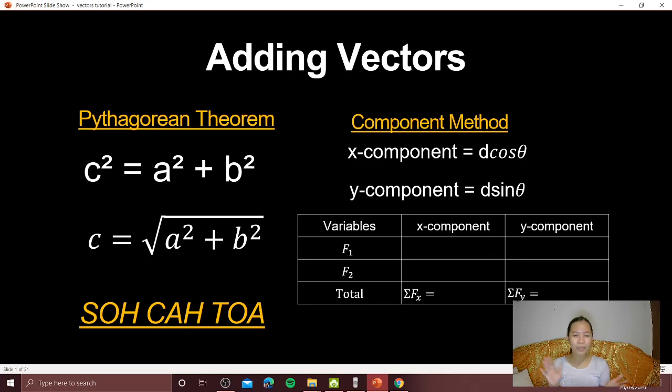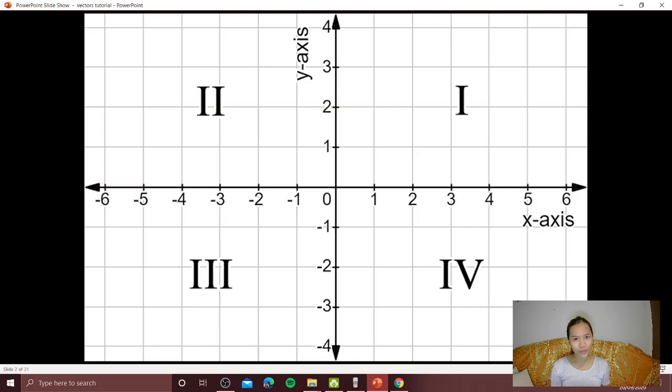That's for our equations. Now, let us have here our Cartesian plane. I know most of you are very familiar with what a Cartesian plane is. In the Cartesian plane, we have the x and the y components, and also we have the four quadrants. So, what are these four quadrants?